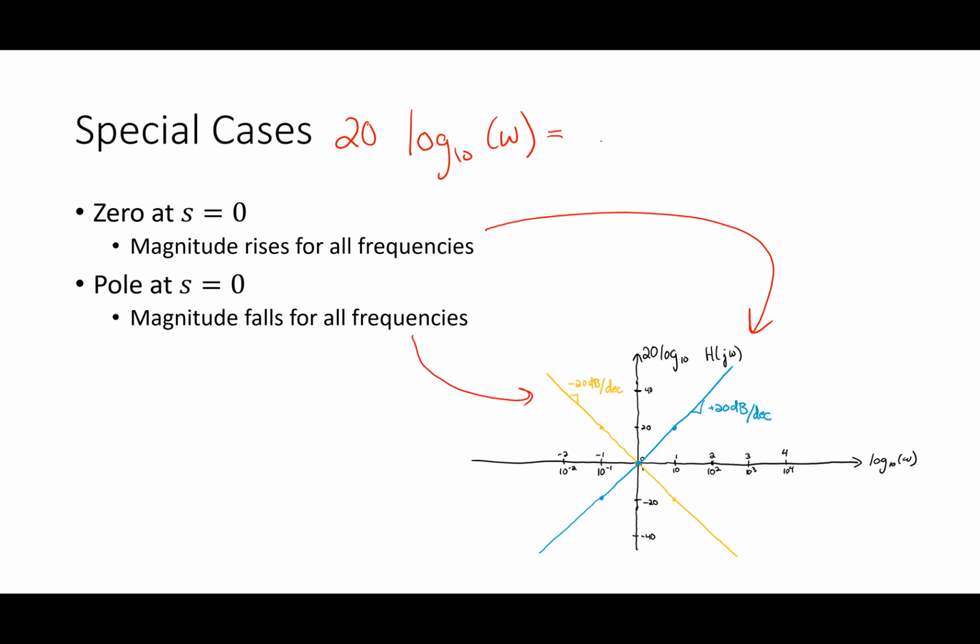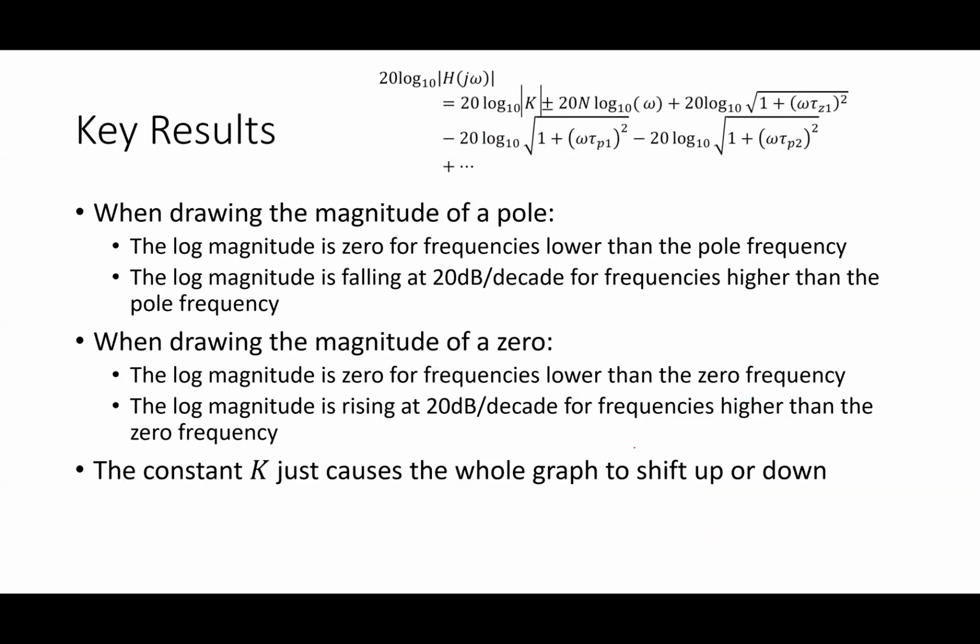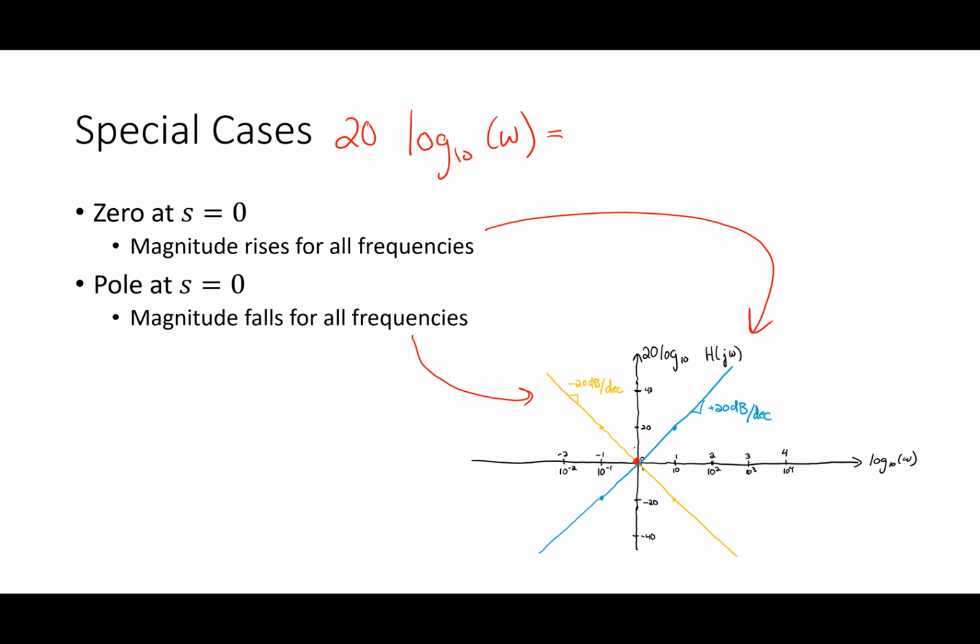Right, so this guy's crossing through 0. This is the 0 dB line in the middle, right? He's crossing through the 0 dB line at omega equal to 1. Okay. So basically what it comes down to is, to be able to make these plots, you need to be able to understand these rules right here, and these two rules right here, right?